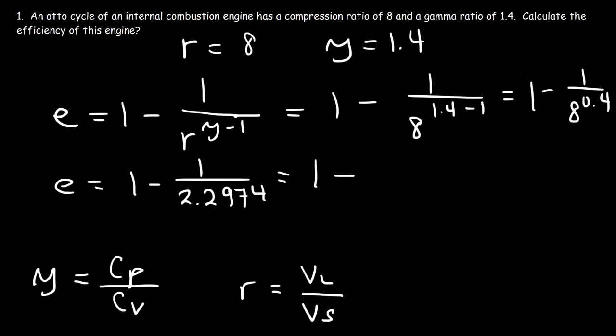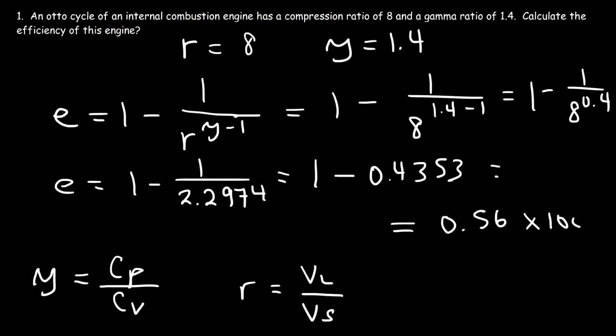And that shouldn't be in a fraction anymore. So 1 minus that number, that's equal to 0.56. So that's the efficiency. And if we multiply it by 100, we could say that it's 56% efficient. So this is the answer.